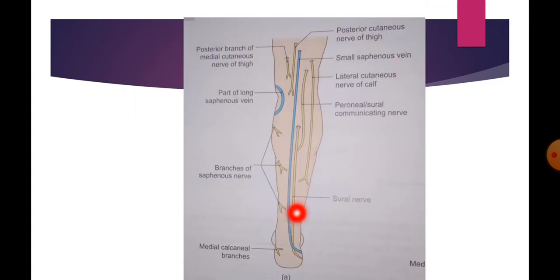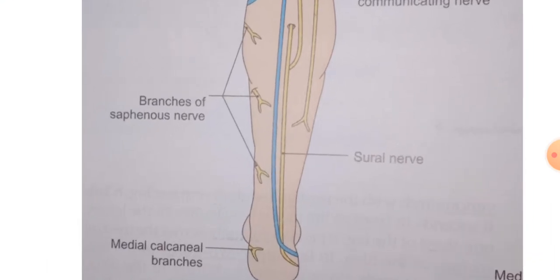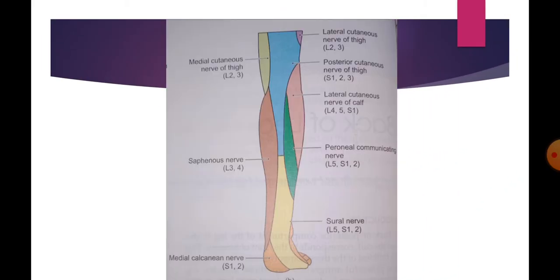So the sural nerve accompanies the small saphenous vein and about 5 cm above the heel it is joined by the peroneal or the sural communicating nerve. After passing behind the lateral malleolus, it runs forwards along the lateral border of the foot and ends at the lateral side of the little toe. So it supplies the skin as shown in this figure.